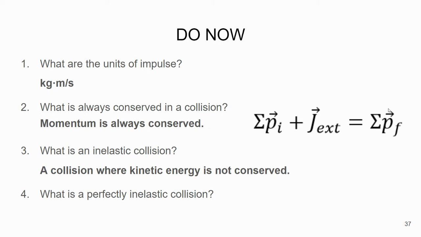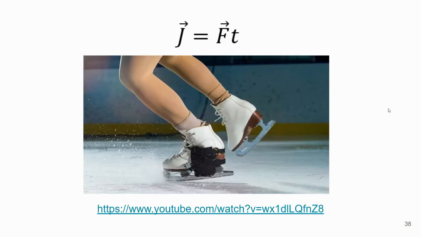And then finally, what is a perfectly inelastic collision? So of the inelastic collisions, some subset of them are perfectly inelastic. And those are the inelastic collisions in which the objects stick together at the end. So that makes a collision perfectly inelastic.